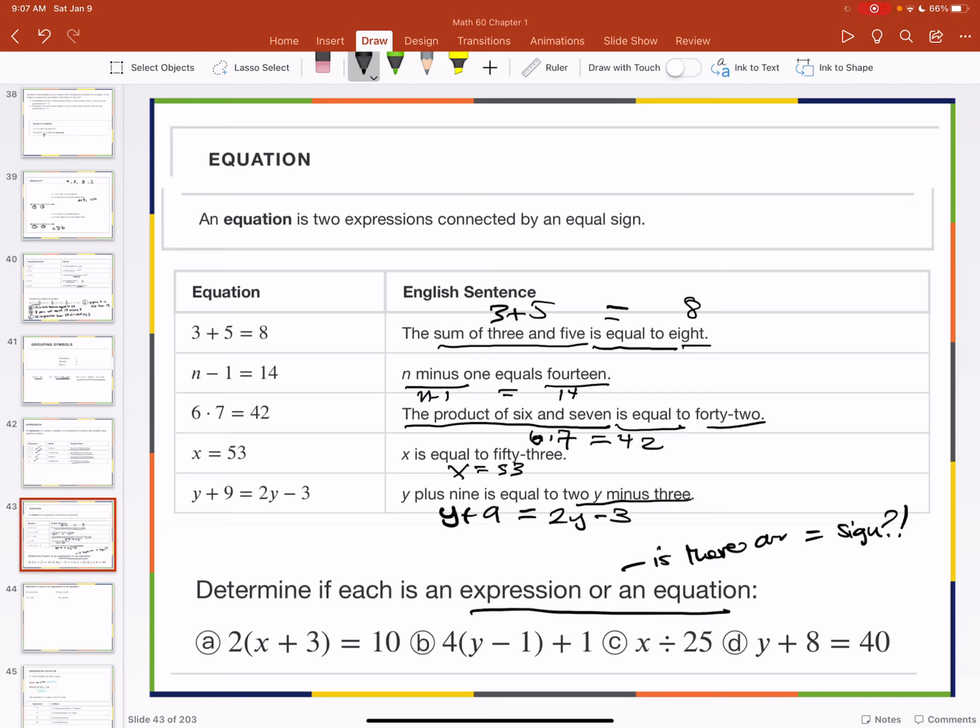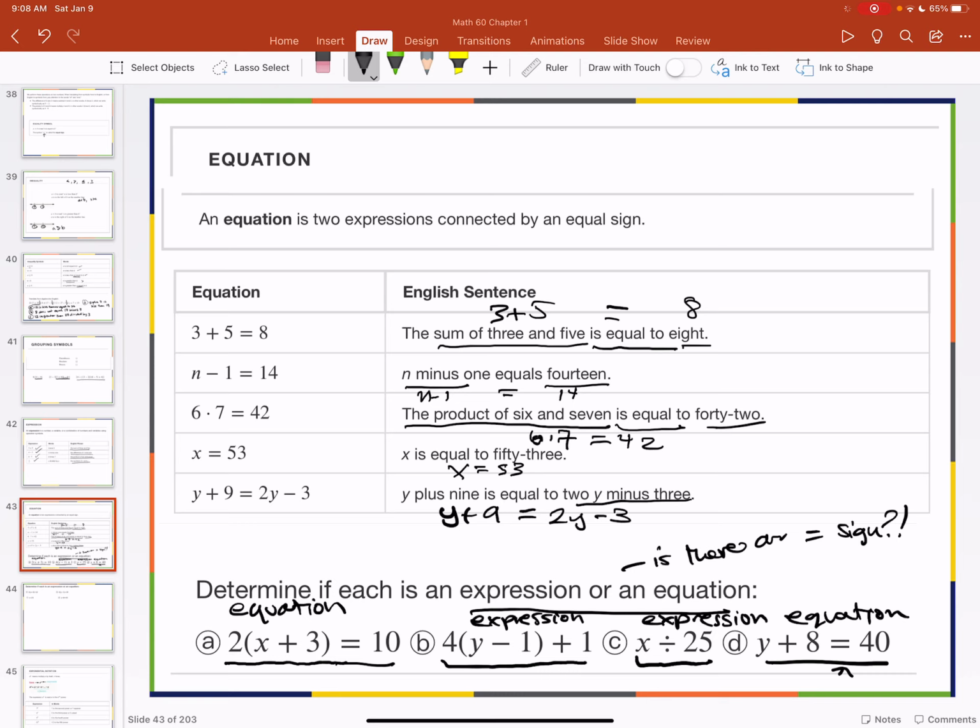Okay, so let's see. For A, we have 2 times the sum of x plus 3, x and 3 is equal to 10. So this is an equation. Okay, here we have 4 times the quantity y minus 1 plus 1, but there's no equal sign, so this is an expression. Okay, here x divided by 25 is also an expression because there's no equal sign. Okay. Here we see the equal sign. Okay, fine, that's an equation.